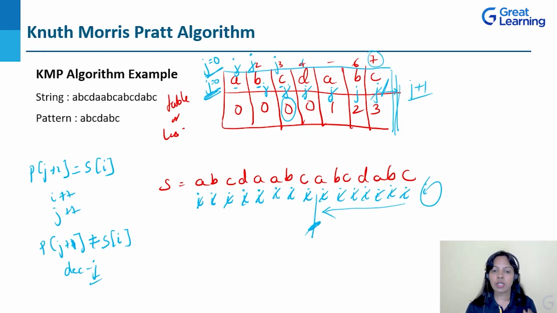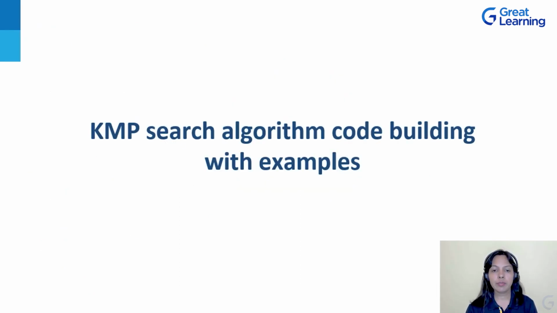That is, you don't have to backtrack i, you just have to backtrack or decrement the j pointer, only in the pattern. And how you have to backtrack also depends on this table. Wherever j is currently pointing, that location you have to push j back to and start comparison from there itself. Okay, so this is how your KMP algorithm works. Let us now see the KMP search algorithm code building with examples.